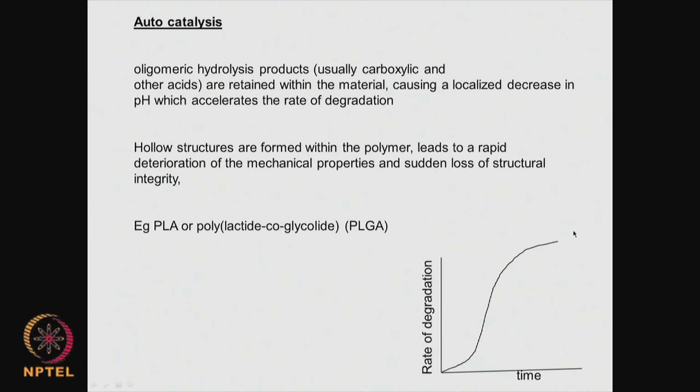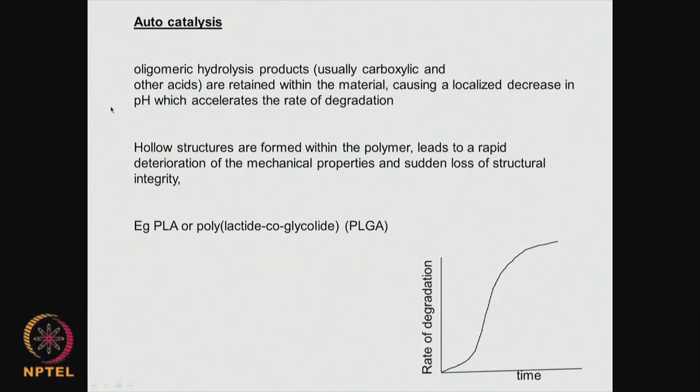This is called autocatalysis. So, oligomeric hydrolysis products like carboxylic acid or other acids may aid the degradation much faster, and this material is retained inside, it is not thrown out. So, it causes a localized decrease in pH, that means the material becomes acidic at different places, which can accelerate the rate of degradation. So, you may form hollow structures within the polymer, okay, because of these acids. Then this leads to rapid deterioration of the mechanical properties and sudden loss of structural integrity, like PLGA or PLA.